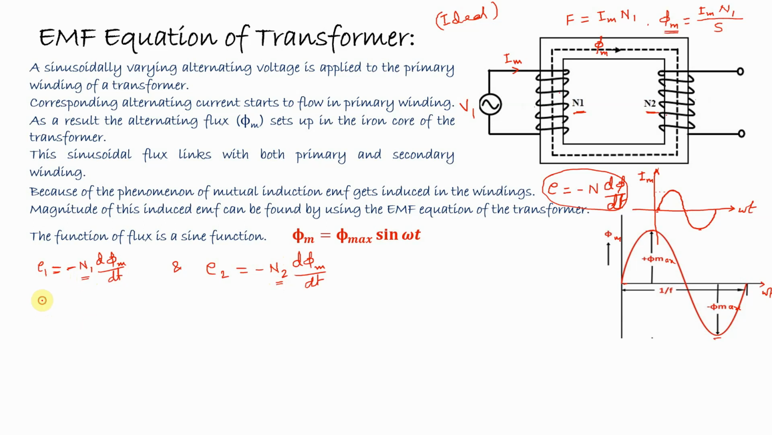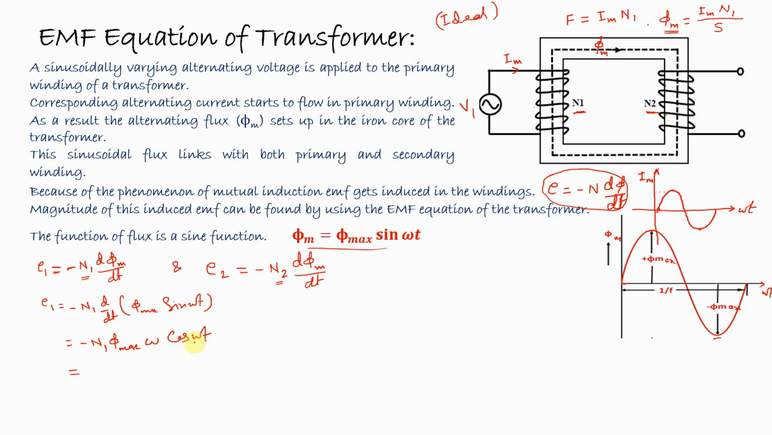So now let us solve this. E1 can be written as minus N1 d by dt of phi max sin omega t. We put the value of phi m, that is phi max sin omega t. So it can be written as minus N1 phi max d by dt of sin omega t. It will be omega into cos omega t. Now it is minus cos omega t.